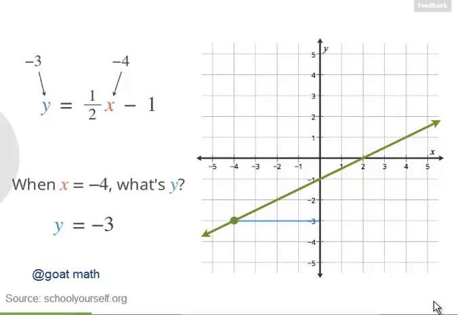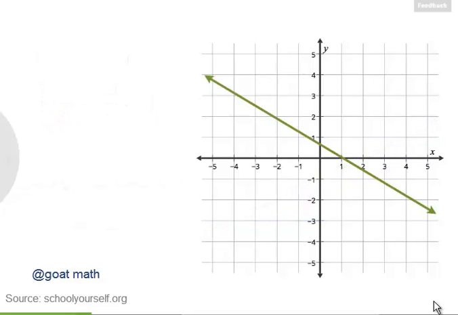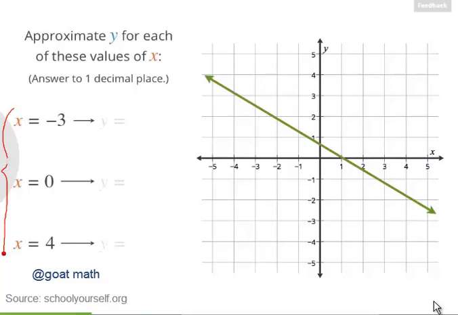So graphs are useful because they let you see how x and y are related rather than trying to figure it out using an equation. So next, take a look at this graph. For each of these values for x, try approximating the corresponding value for y, and give your answer to at least one decimal place.